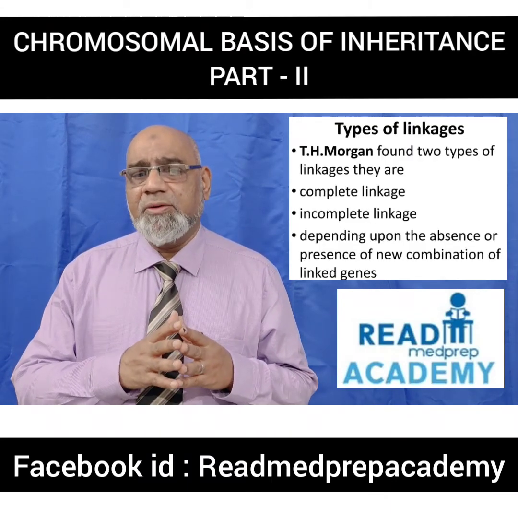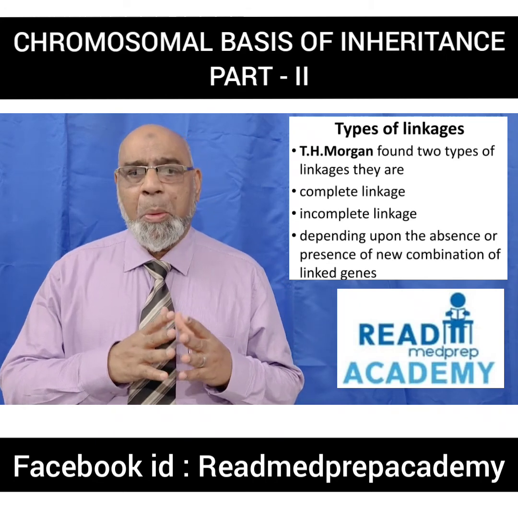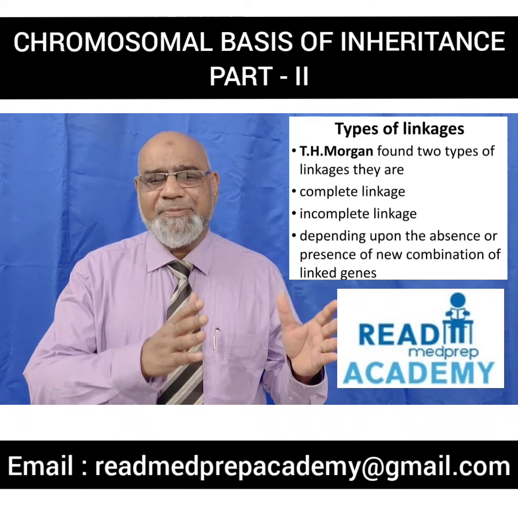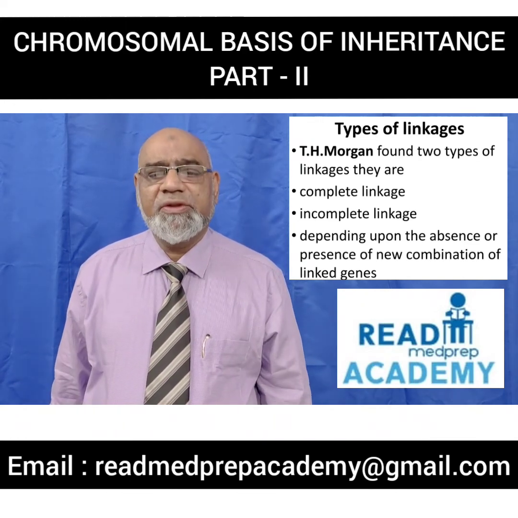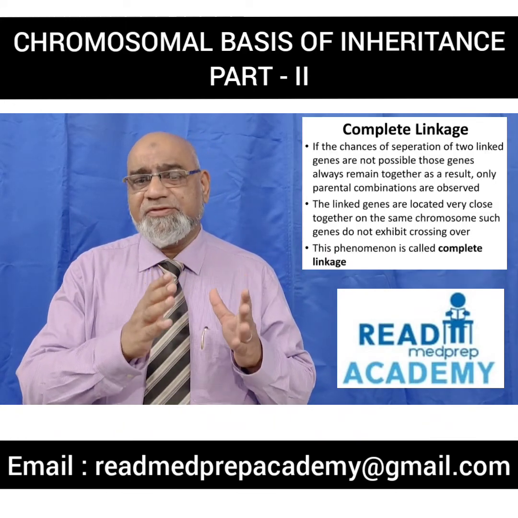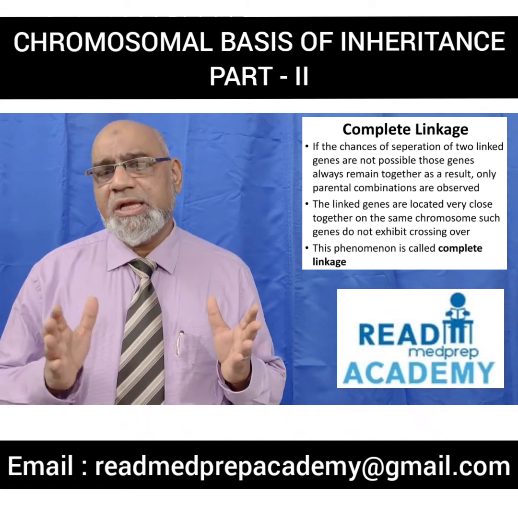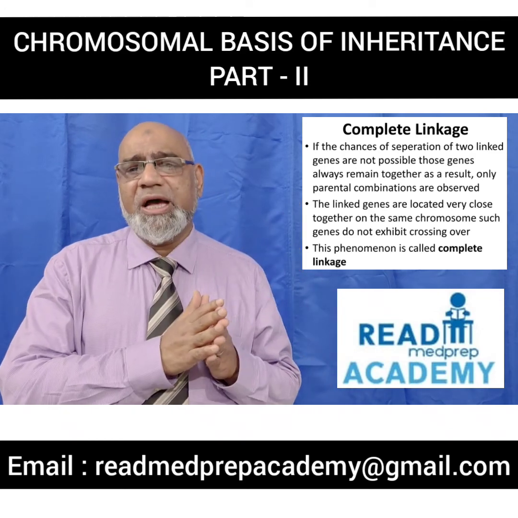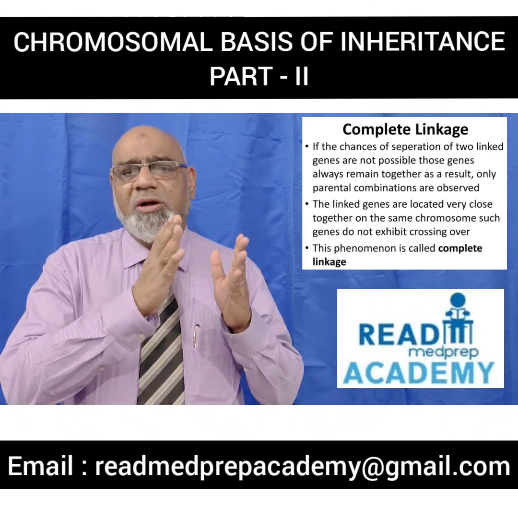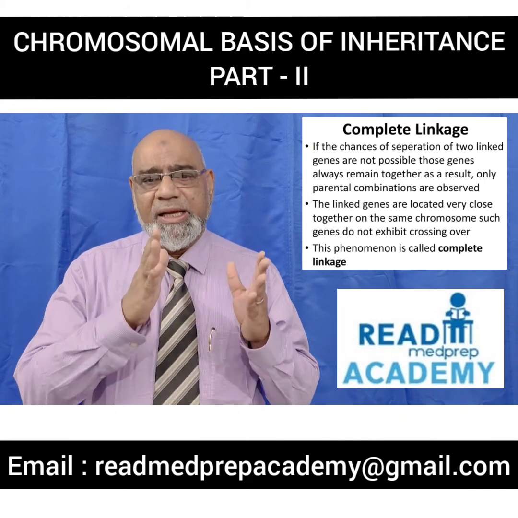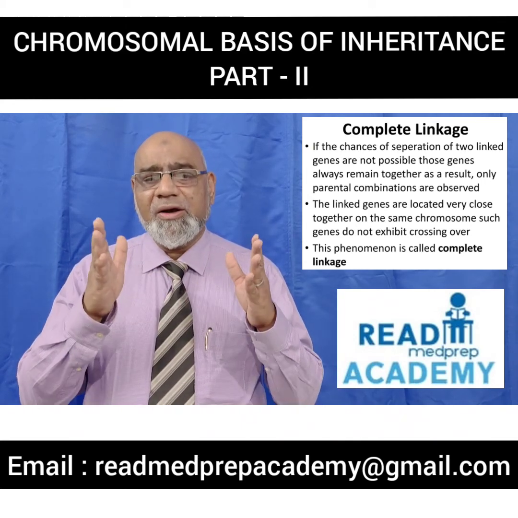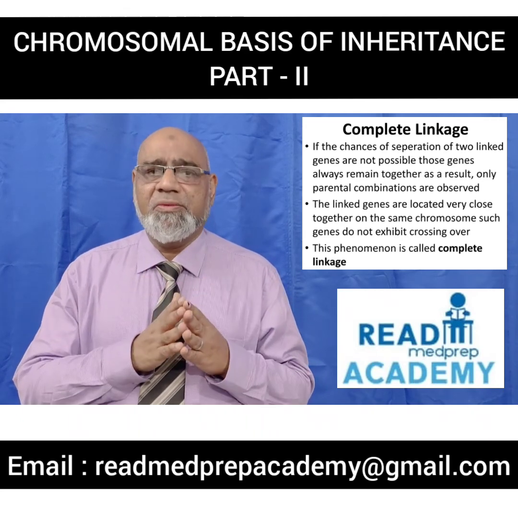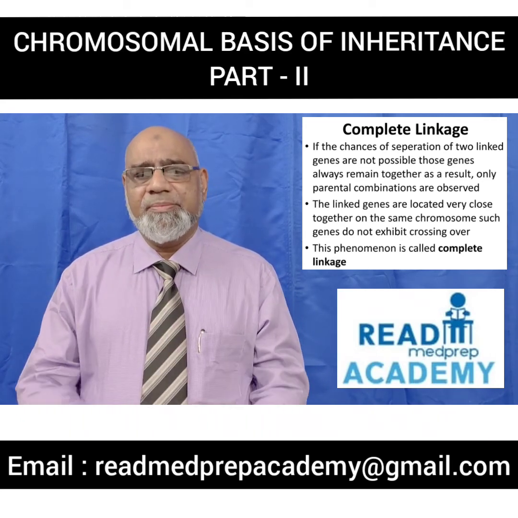T.H. Morgan found two types of linkages. They are complete linkage and incomplete linkage, depending upon the absence or presence of the new combination of the linked genes. If the chances of separation of the two linked genes are not possible, those genes always remain together. As a result, only parental combinations are observed. The linked genes are located very close together on the same chromosome. Such genes do not exhibit crossing over. This phenomenon is called complete linkage.